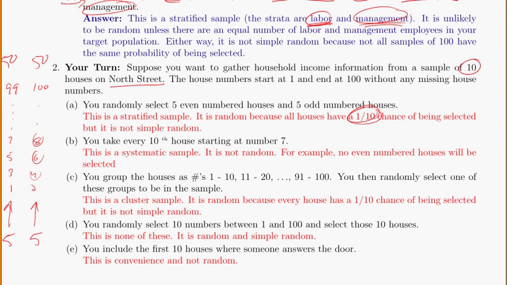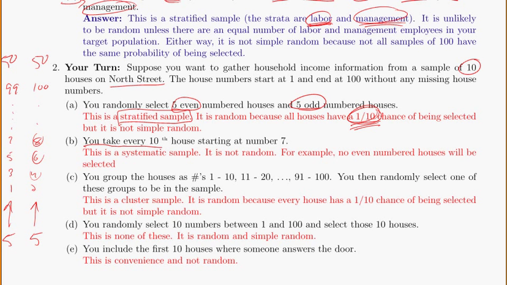And this is a stratified sample, by the way, because you're breaking up the houses into even and odd, right? Your strata are even and odd, and you're randomly selecting from each side. So stratified, it is random, but it's not simple random.